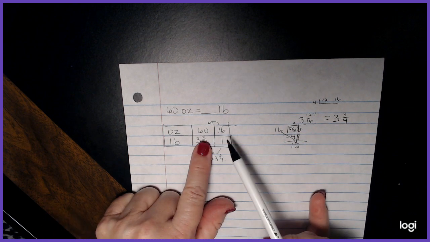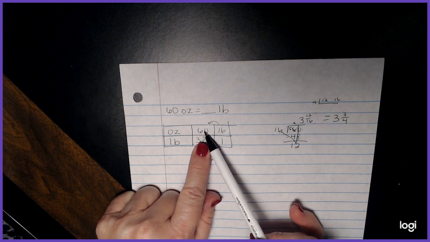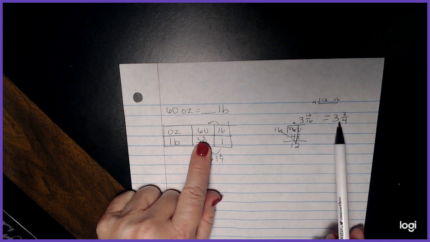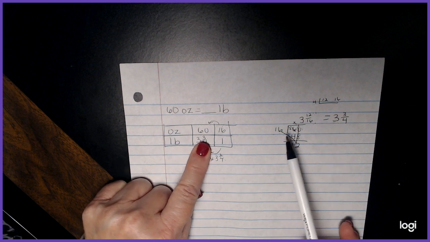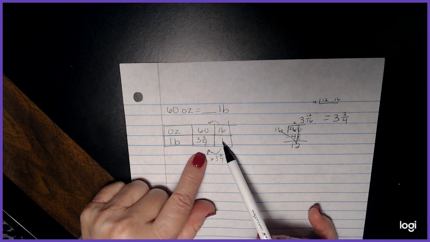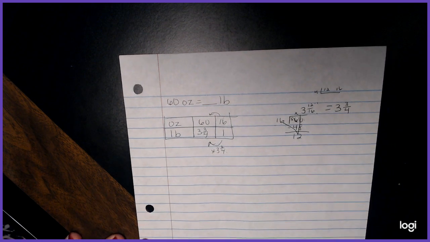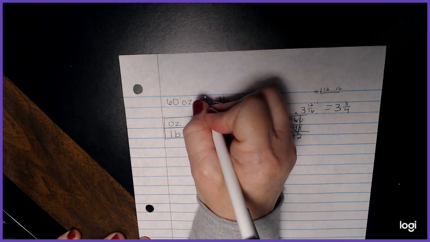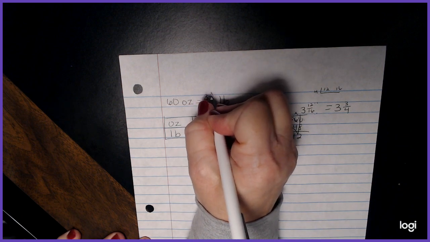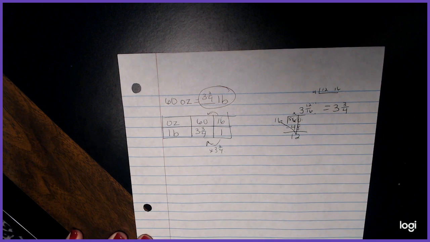And 1 times 3 3/4 is 3 3/4. So remember, we had this. I had to find out how many times 16 goes into 60, so I divided. I got the answer 3 3/4. So that means 16 times 3 3/4 is 60. So 1 times 3 3/4 is 3 3/4. So my answer would be 3 3/4 pounds. That one was a little challenging.